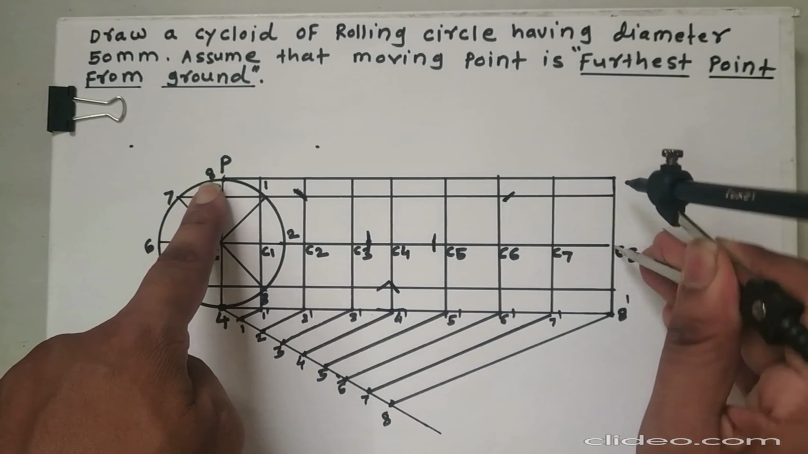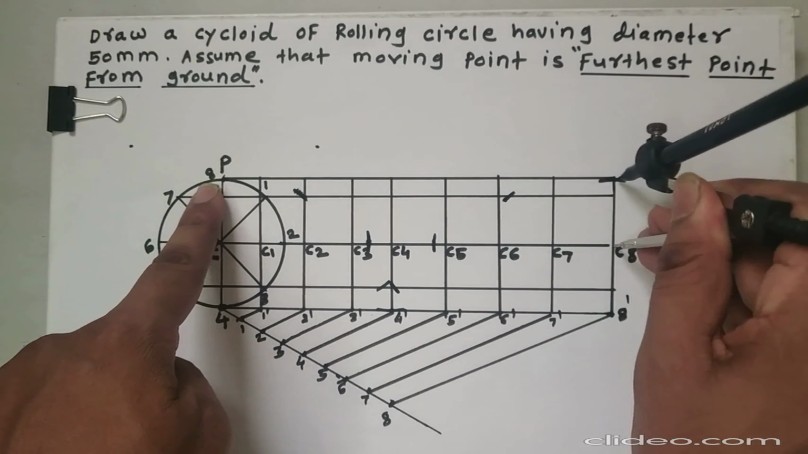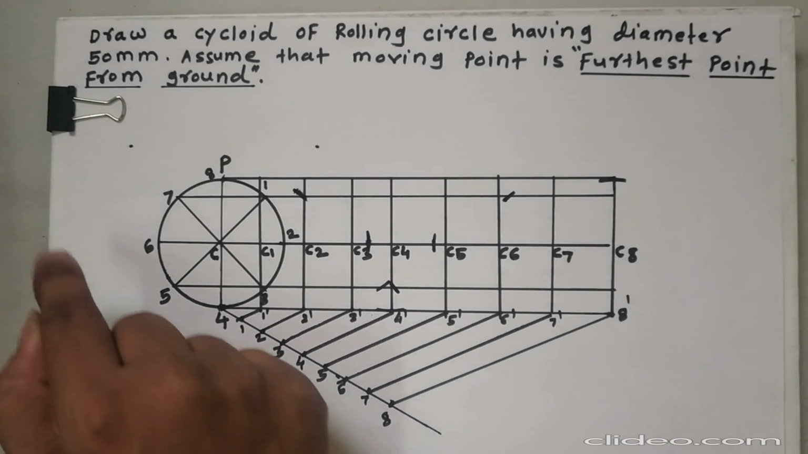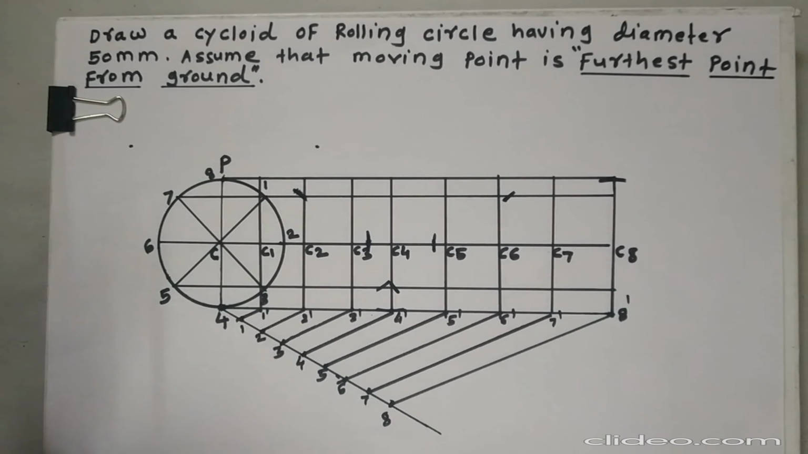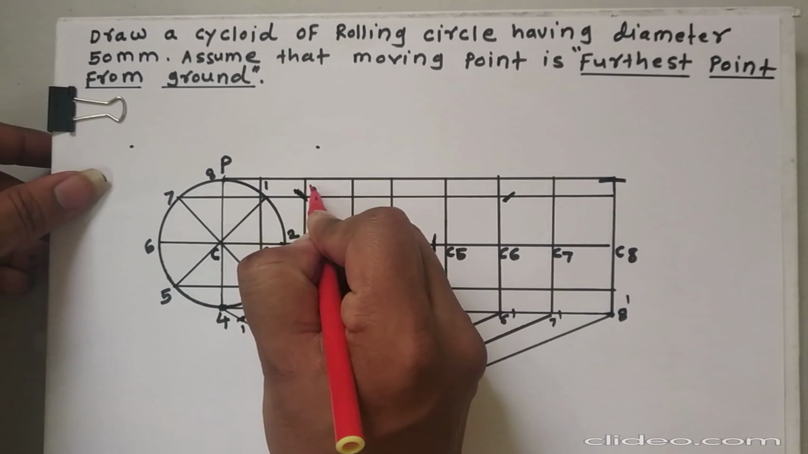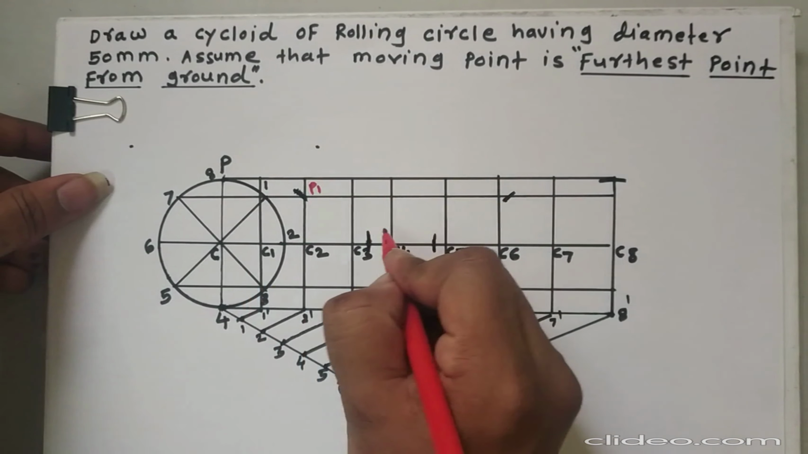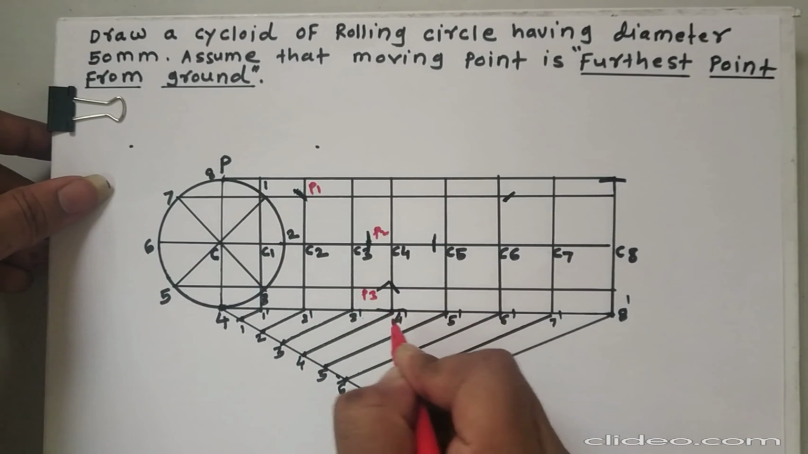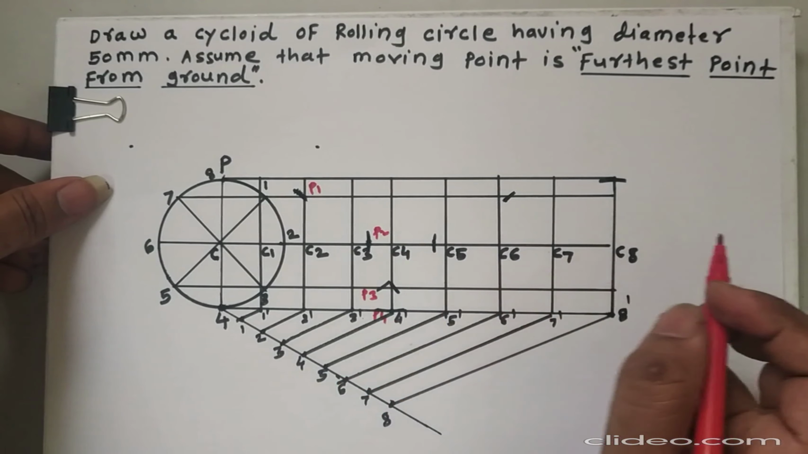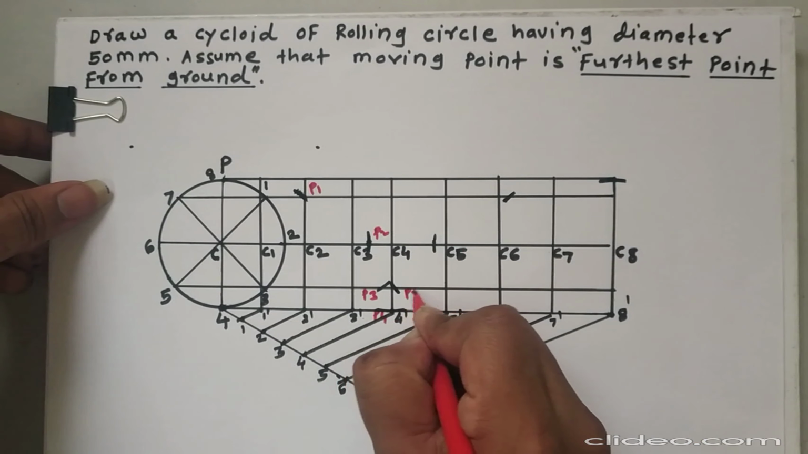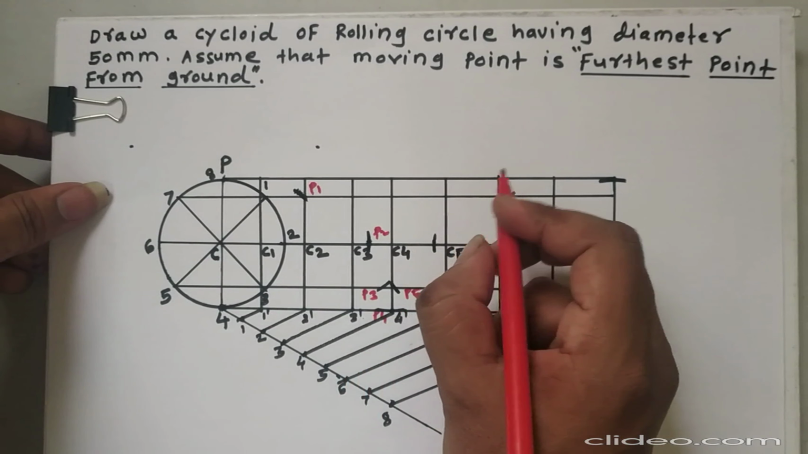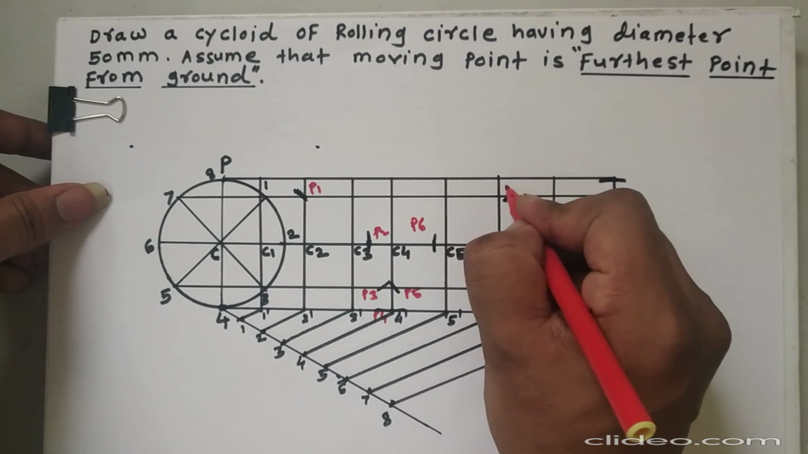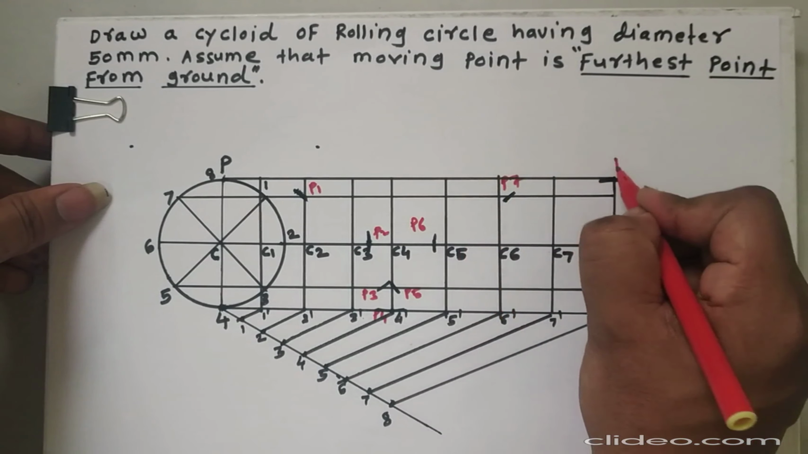Next, the last one, C8. Point number 8 comes exactly over here. Now we need to join all the points. First I will name these points. This is our point P1, this is our point P2, this is our point P3, this is P4, this is P5, this is P6, P7, and this one is P8.